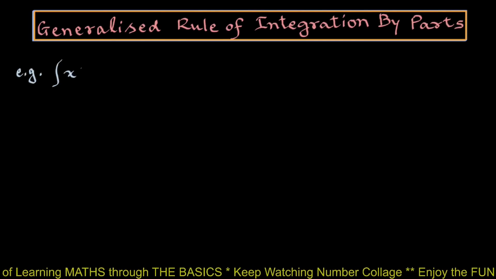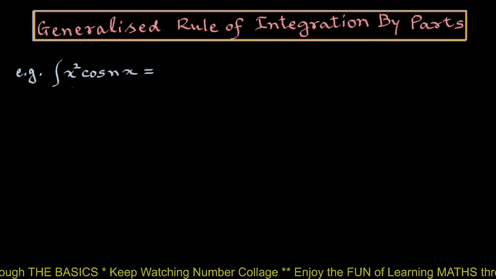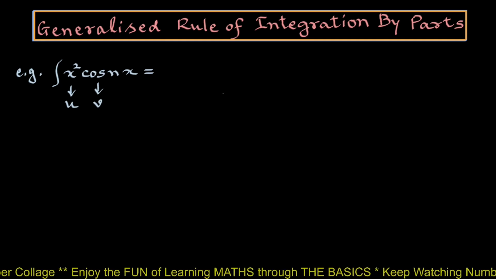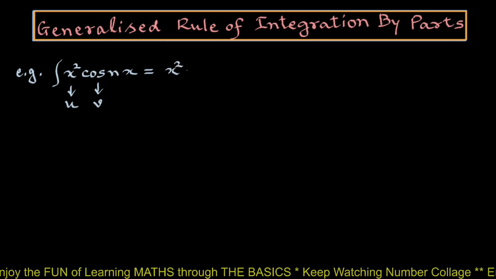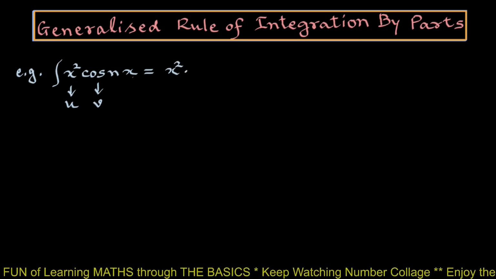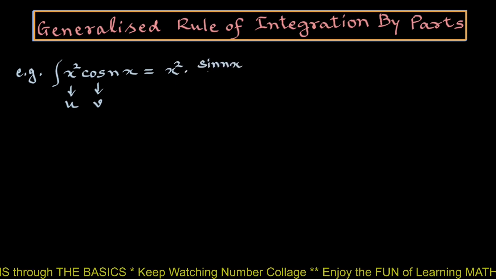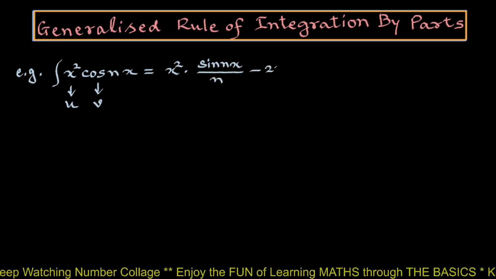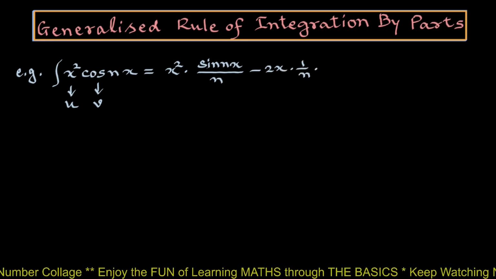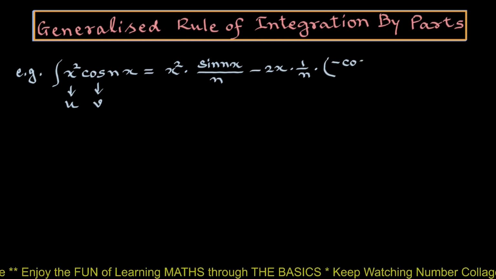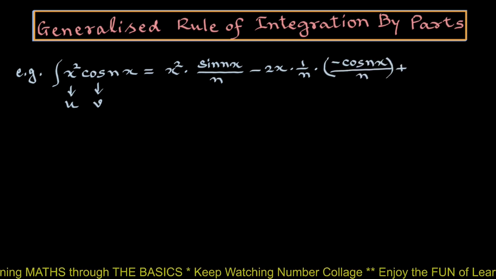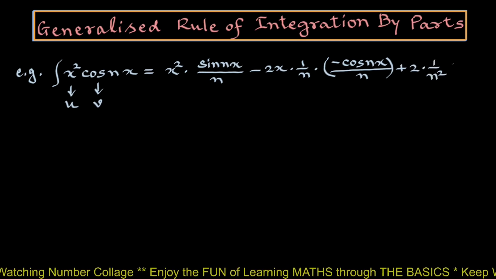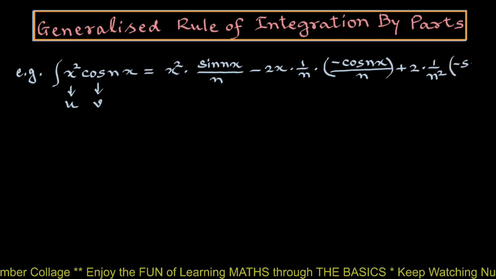For example, integral x square cos nx will be, here x square is u and cos nx is v. According to the generalized rule of integration by parts, this will be first function x square into integration of second. Integration of cos nx is sin nx upon n, then negative sign, derivative of x square 2x into 1 upon n, integration of sin nx minus cos nx upon n, now plus sign, derivative of 2x 2 into 1 upon n square, and integration of minus cos nx minus sin nx upon n.